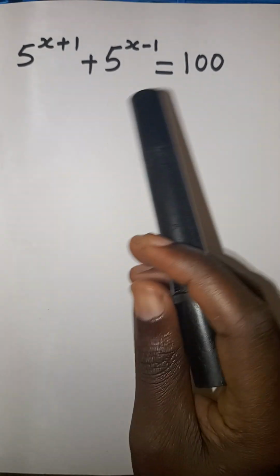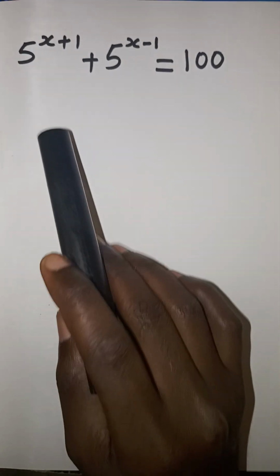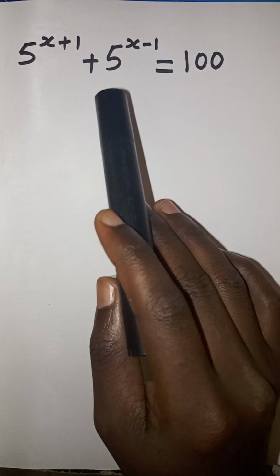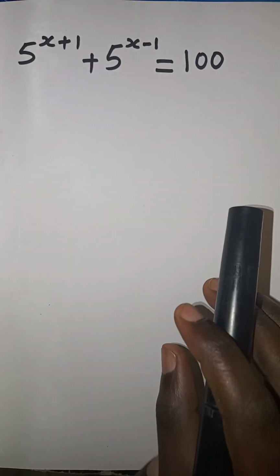So we are required to find the value of x given that 5 raised to x plus 1 plus 5 raised to x minus 1 should give us 100.